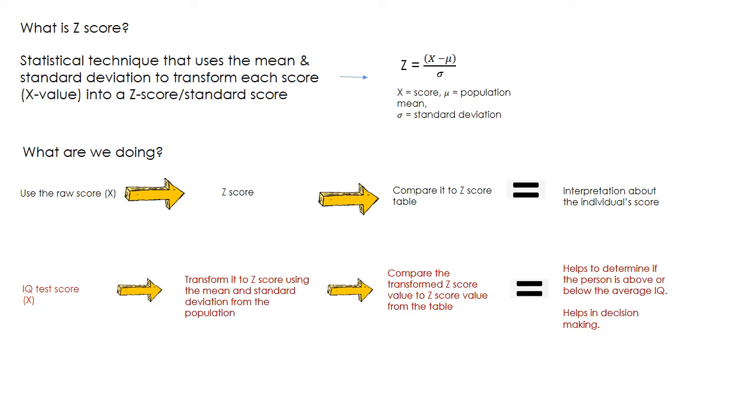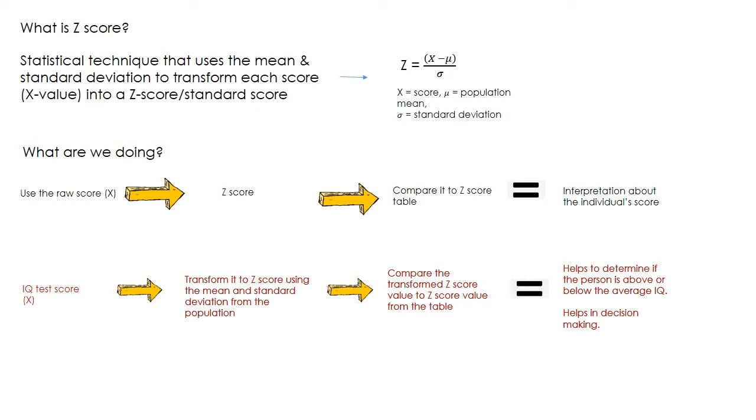It is a technique using the mean and standard deviation to transform the scores into a standard score, or a z-score. We have a list of scores that is labeled as x, and we have the mean of the population and the standard deviation of the population.